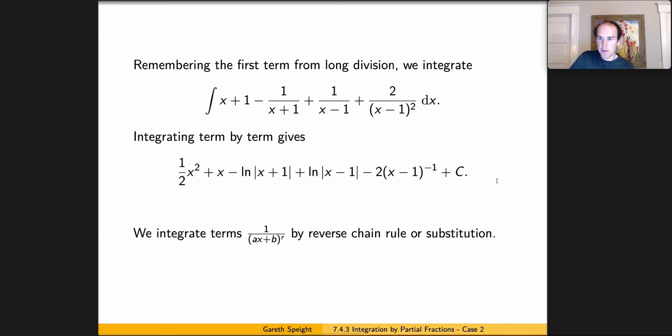Okay, so that's everything for step 2. Step 2 was when we have repeated linear terms. For instance, if we have ax plus b to the r, then in partial fractions, we have to have a constant divided by ax plus b, a constant over ax plus b squared, up to a constant divided by ax plus b to whatever is the highest power. And then everything after that works pretty much the same as before.